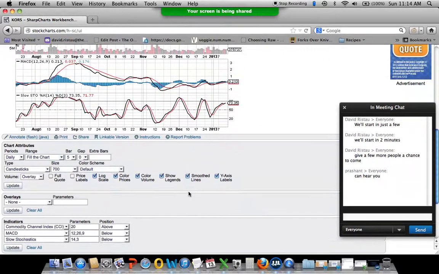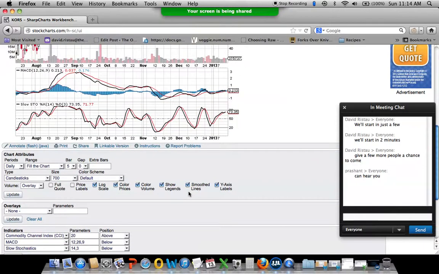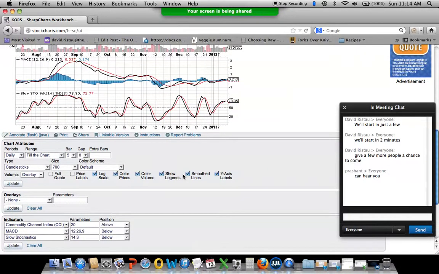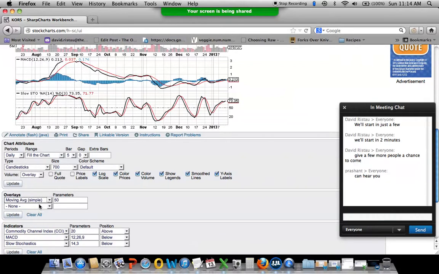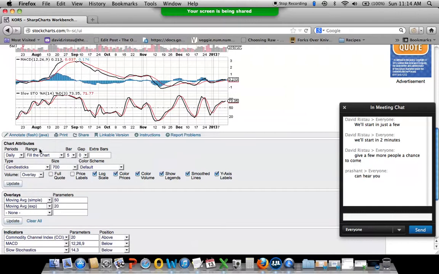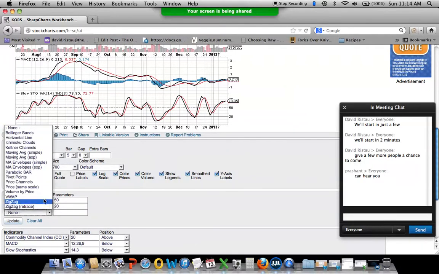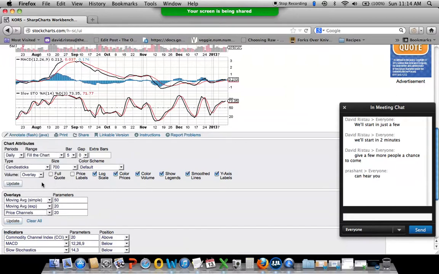The other thing we have is overlays that we can put on the charts. There's a lot of things you can do with overlays, a lot of different ones we can use. Sometimes I look at different ones, but the ones I most often look at are the 20-day moving average, the 50-day moving average, and price channels.